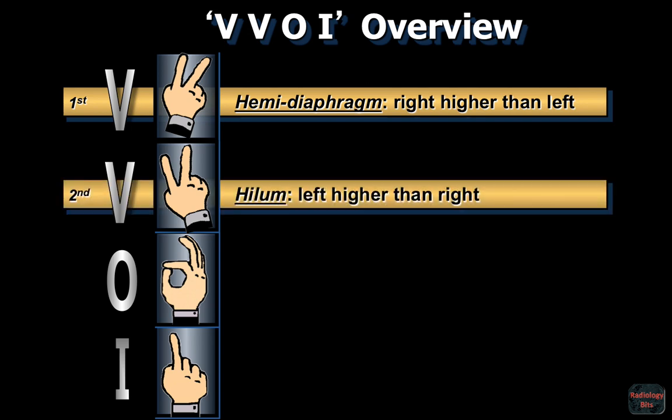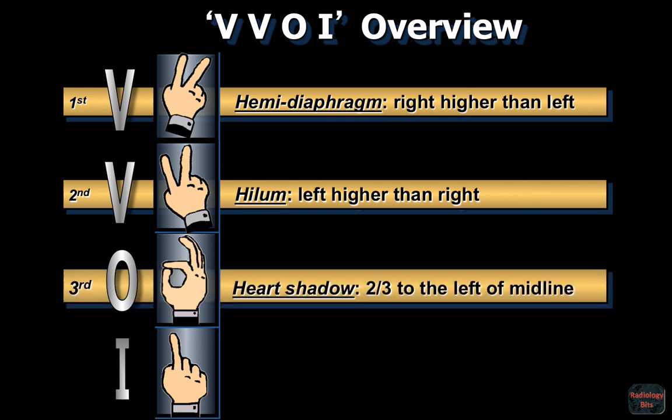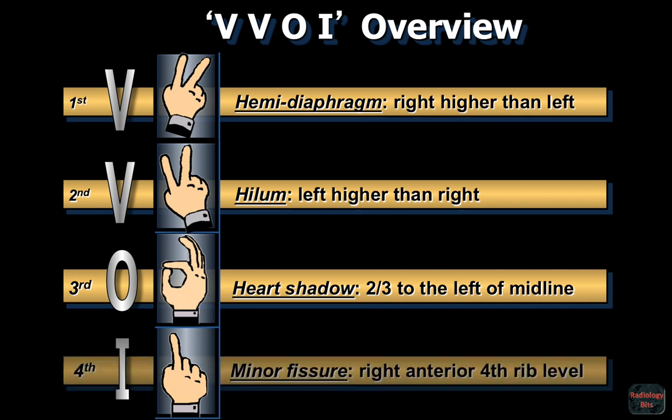The second hand motion trick, or the second victory sign, is dedicated for the position of the hilum, where the left is usually higher than the right. The third motion sign is detecting the position of the heart. So 2/3 of the heart should be on the left of the midline, while 1/3 should be on the right. And the final and fourth hand motion sign is the number 1 sign, where you try to detect the location of the minor fissure. Let's go to a few examples.